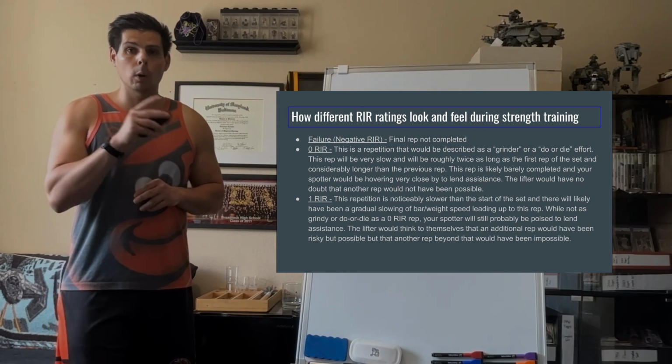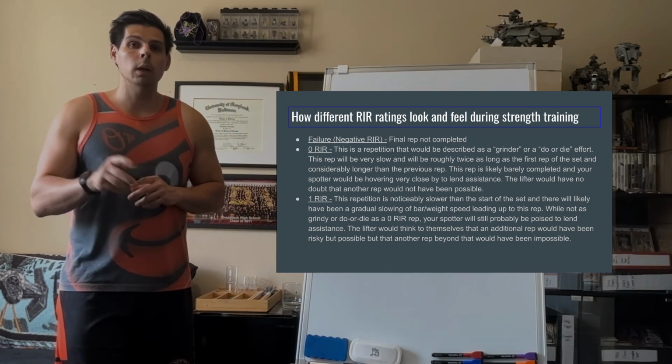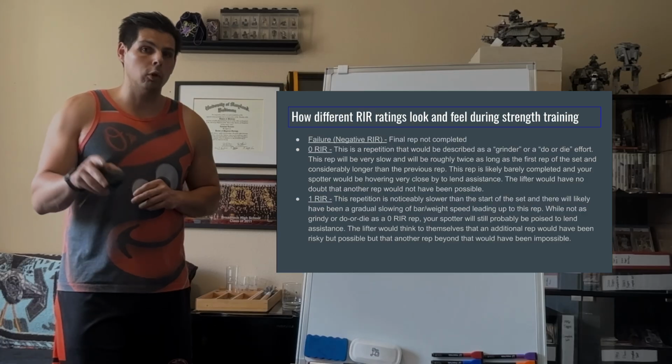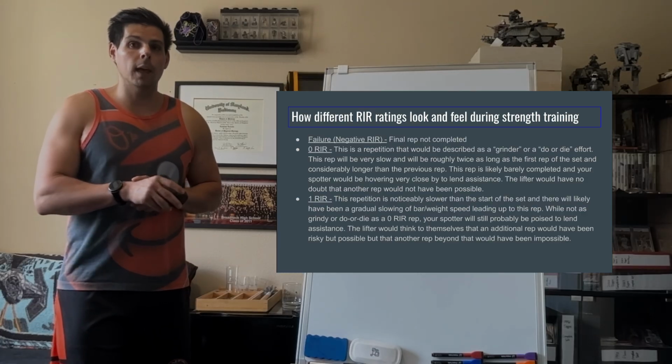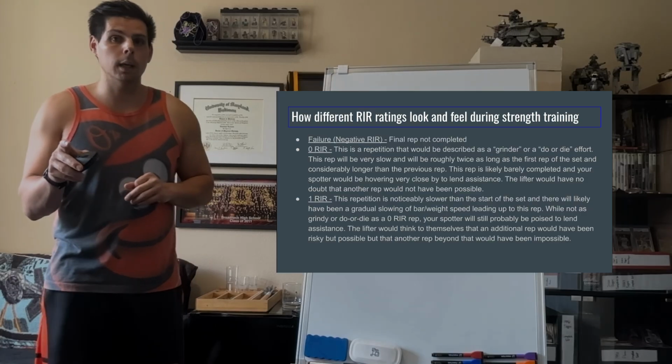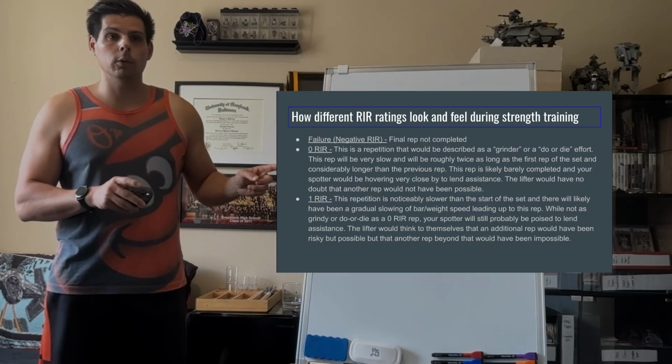So note, 0 RIR is not failure. 0 RIR is if you tried an additional rep, you then would have hit failure. So that is a 0 RIR rating. Next up is a 1 rep in reserve rating.